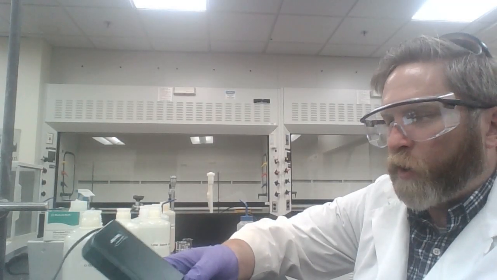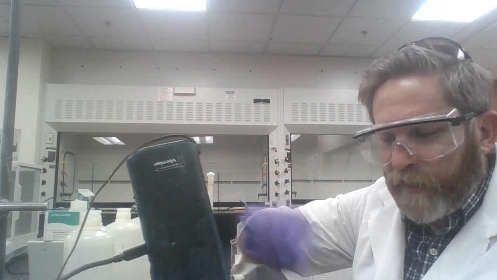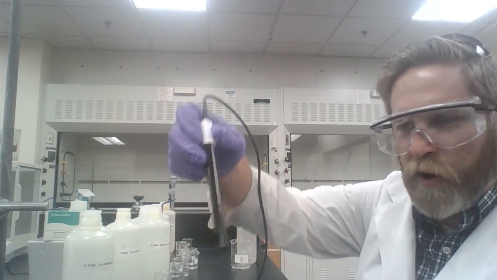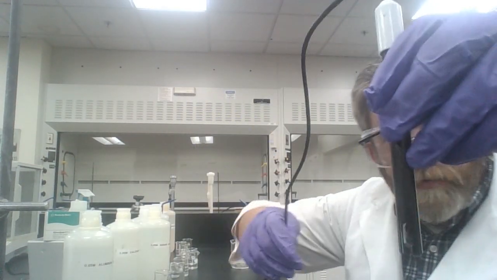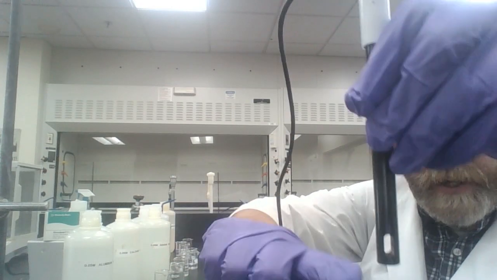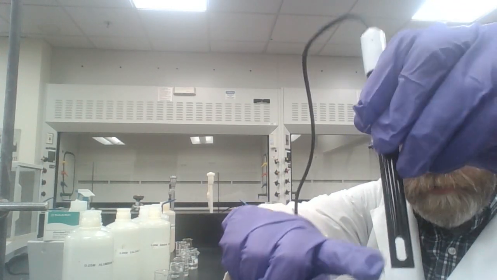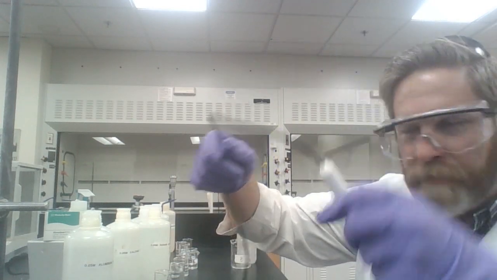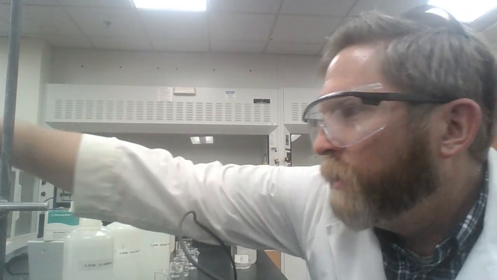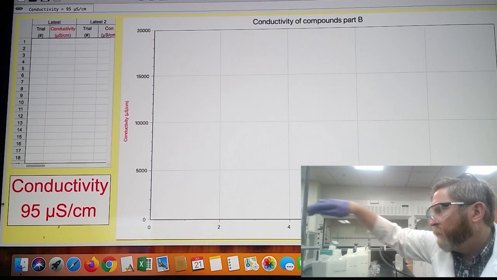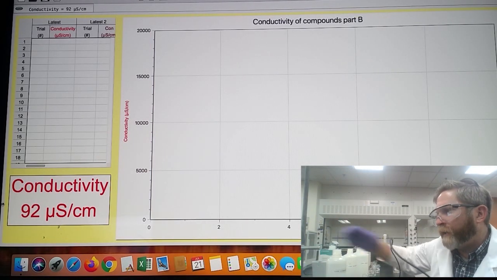All right, so the probe we're going to be using is connected to this Vernier interface. And as you can see, the probe is sort of how we drew it in class. There's a passageway in here that gives access to the probe inside, and it will measure the electrical conductivity there, and then the software will report it into this format.